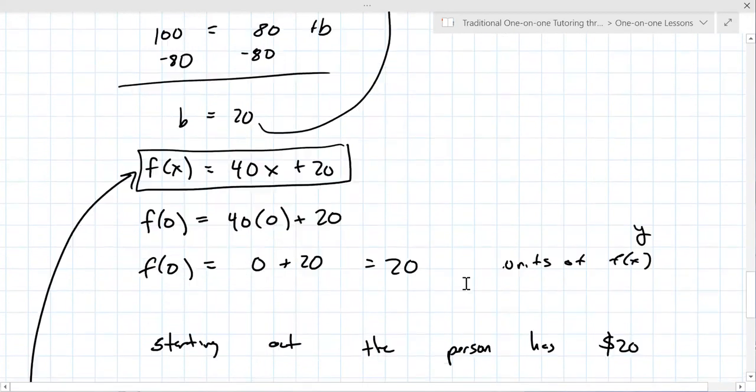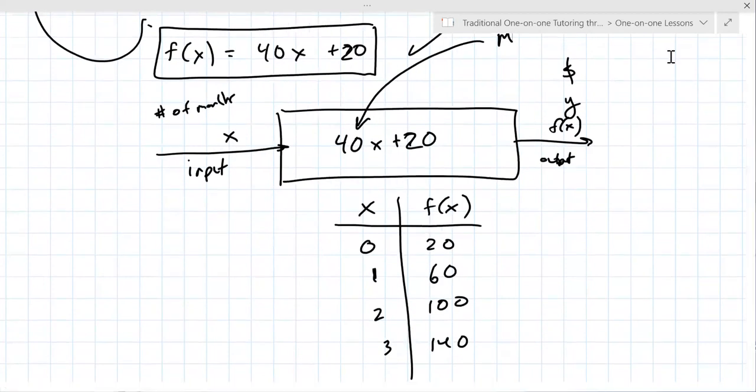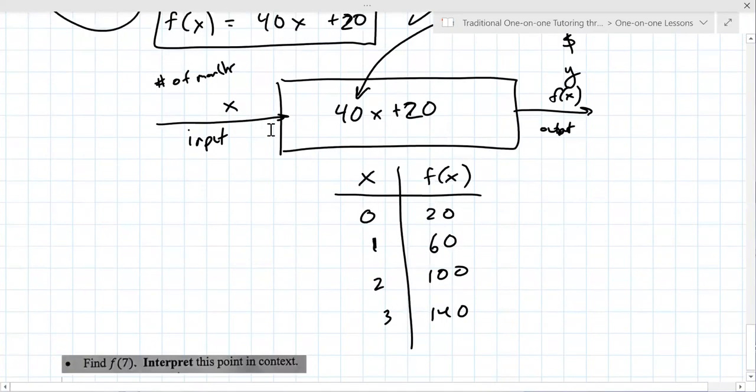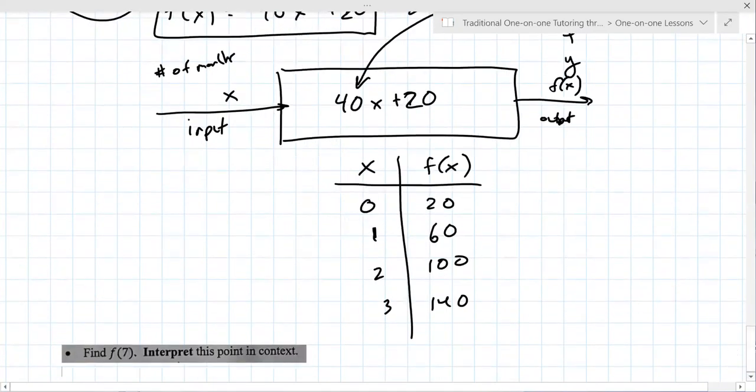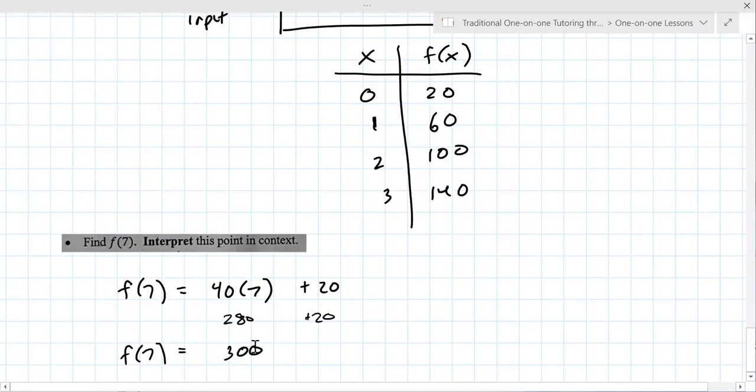Okay. Wait, so what are we asking for now? I'm a bit confused. Well, I was trying to tell you we already did this part. Oh, okay. It's already done. So now we're gonna do the next part, which is find f of 7. So that means you're putting 7 back into the function up here. f of 7 means to put 7 in for x. So that's 280 plus 20. f of 7 equals 300.